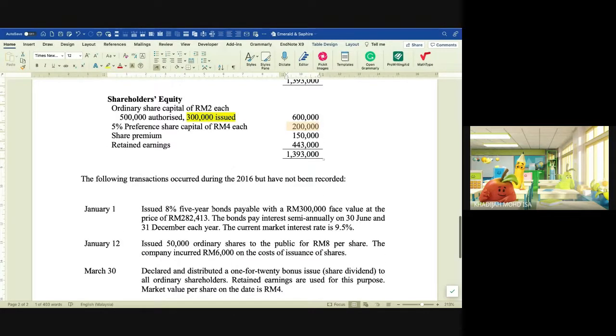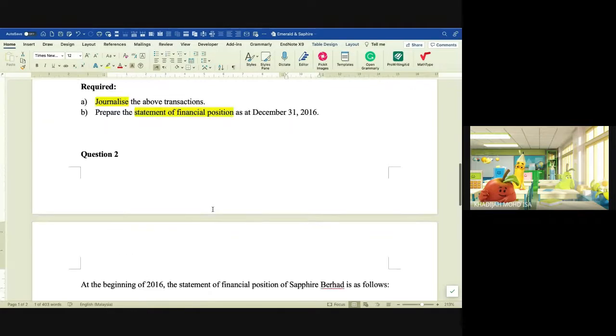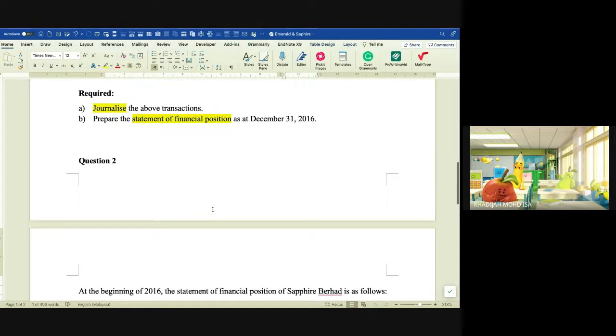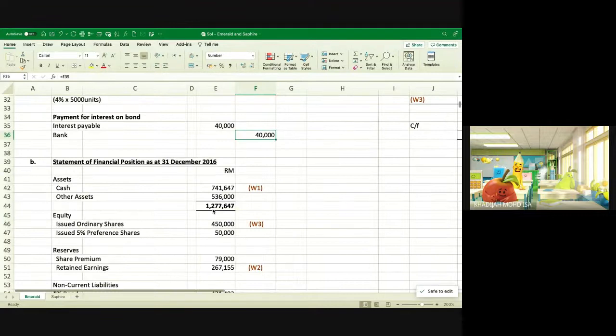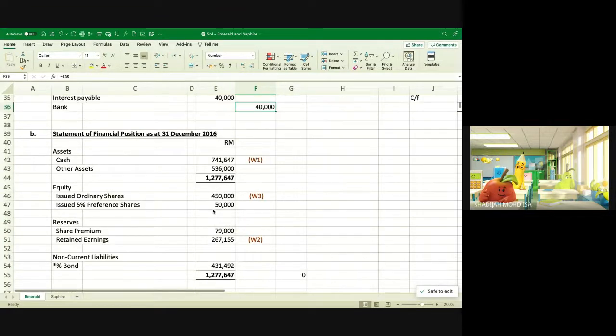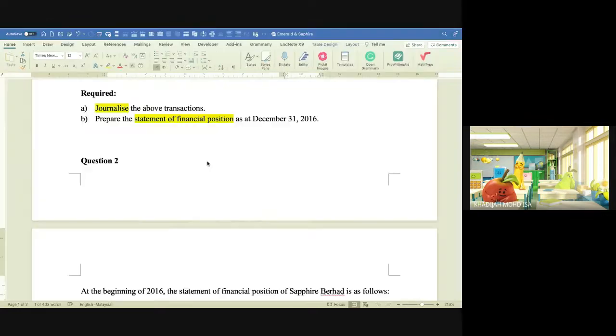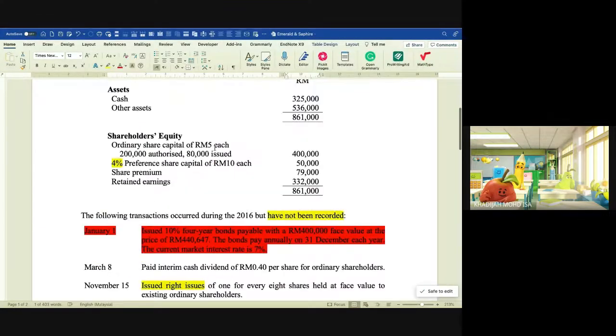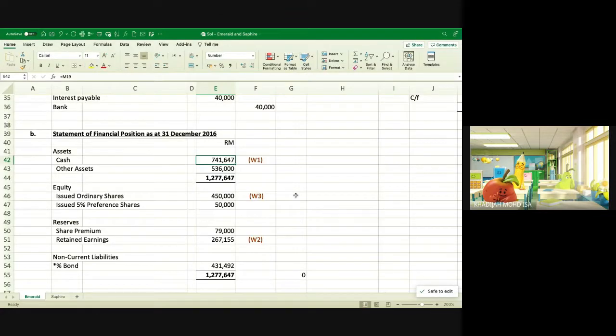The following transactions. Is there anything else that we have to do here? Prepare statement of financial position. Sorry, I forgot to do that. All right, so cash here, how do you have the cash 741,647? Remember that you have opening cash of 325. So let's do this.